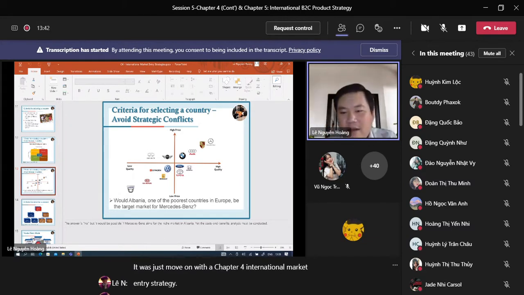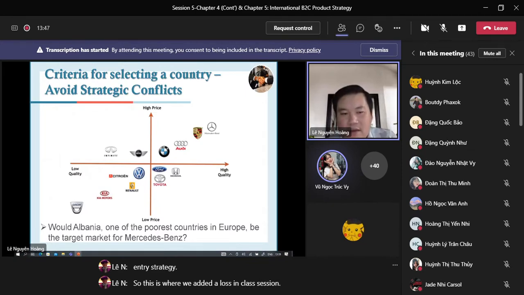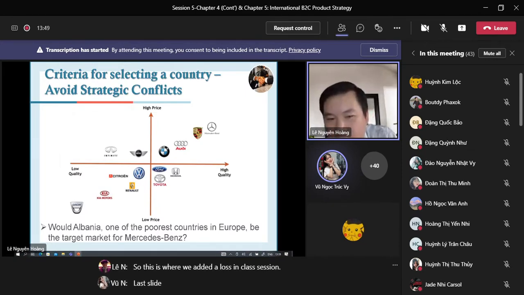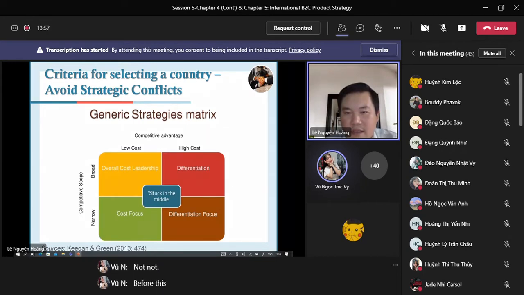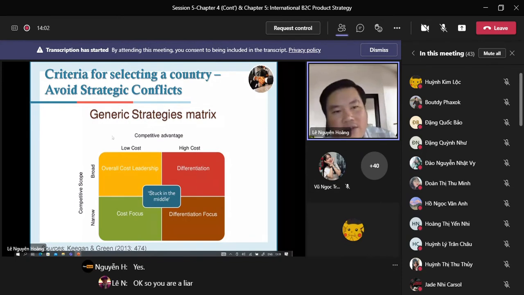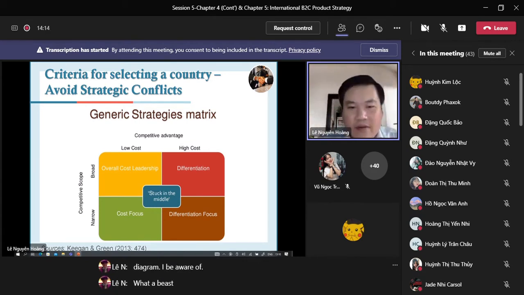So this is where we ended last session. Not the slide before this one. This one? Yes. Okay, so you already learned about the generic strategy matrix developed by Porter, and I explained everything in this diagram. And be aware of being stuck in the middle. You see the words here?